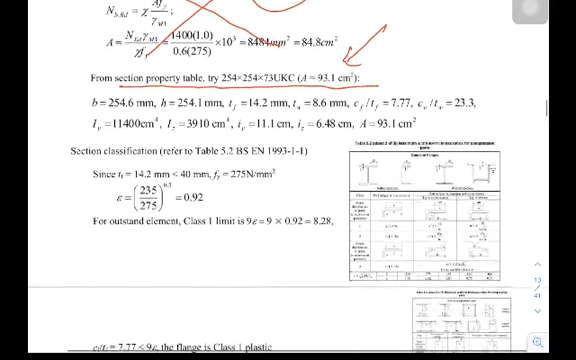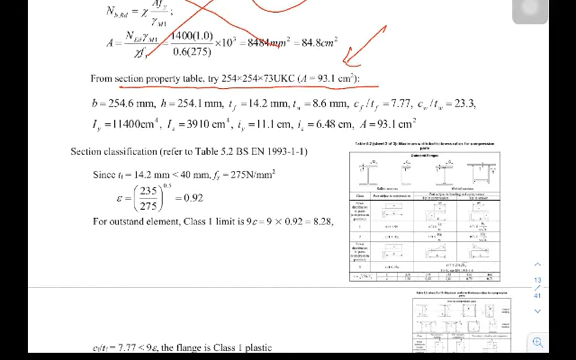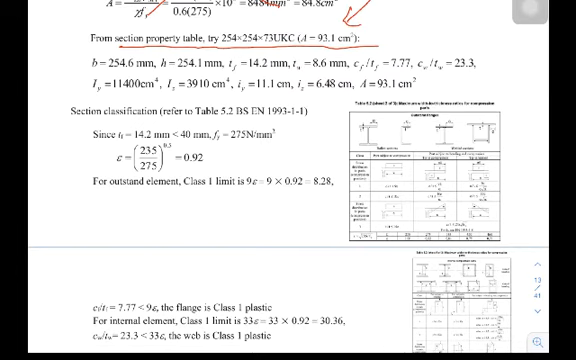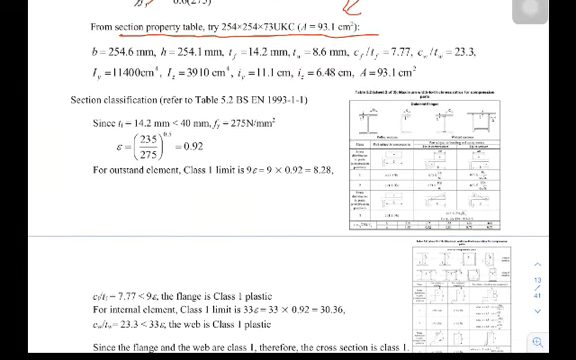Once you have already estimated the section, the first step in designing a column is to classify the section, and refer to table 5.2. Remember why we need to classify the section. It's all about avoiding local buckling. That was the reason why we classify the section.